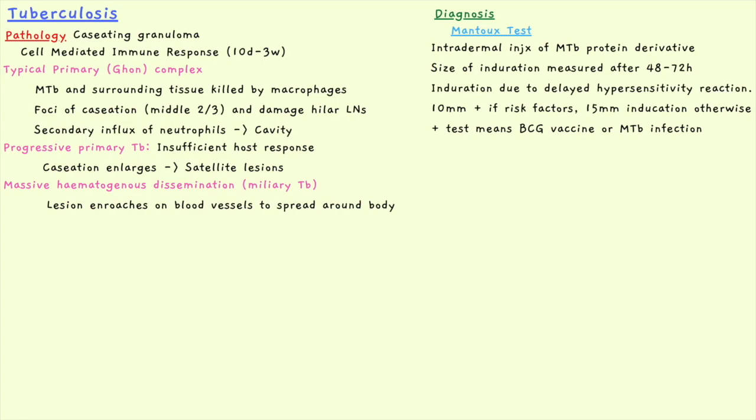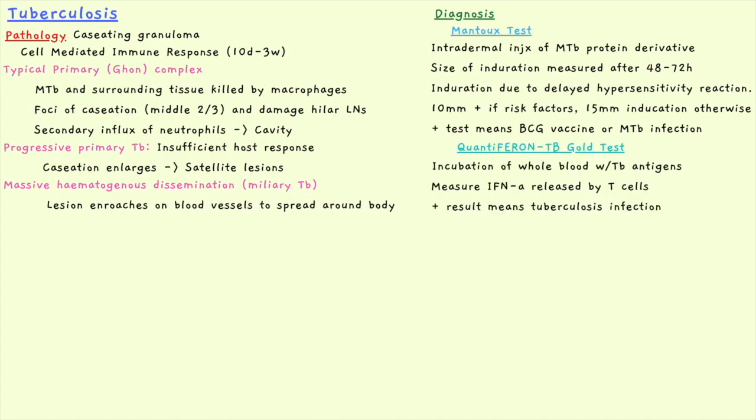So what size of induration is positive? It depends on your factors. So 10 millimeters may be considered positive if you have risk factors for TB, such as being in that country for too long. But for the general population without risk factors, 15 millimeters is considered positive. It's also important to note that you can get a positive test if you've had a BCG vaccine, so a vaccine against tuberculosis, or some other Mycobacterium infection, not necessarily affecting the lung parenchyma in the pathology we talked about.